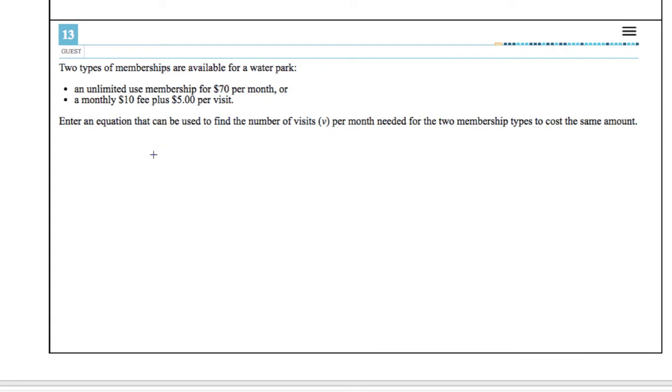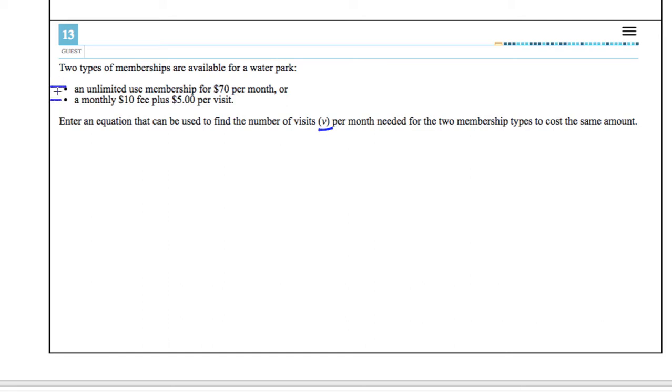So we have to enter an equation to find the number of visits. So our variable is v, and we need to make them equal. So when are these two plans the same amount of money? Well, we know that an unlimited use is 70 per month, so we have to balance this one and we have to balance this one.